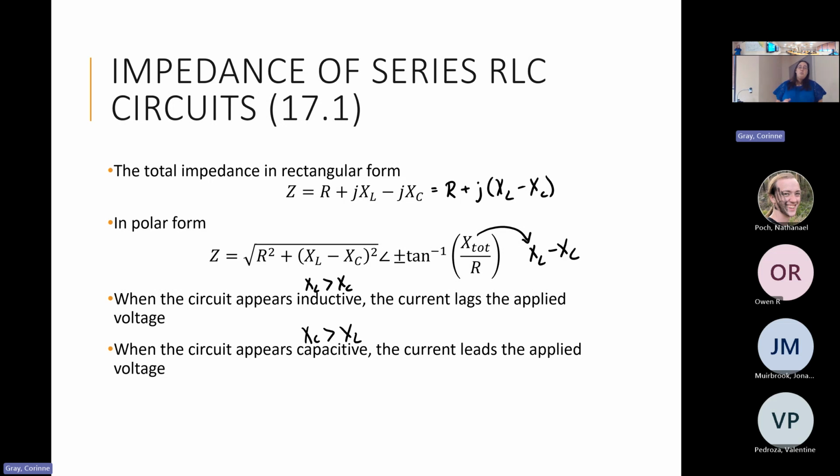We can also look at the case where XL is equal to XC, and we'll get to that over the next couple of slides. We want to explore what these differences actually represent.